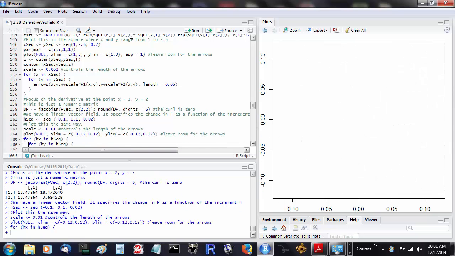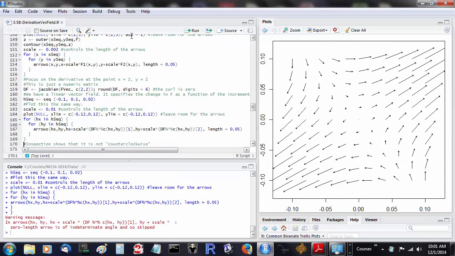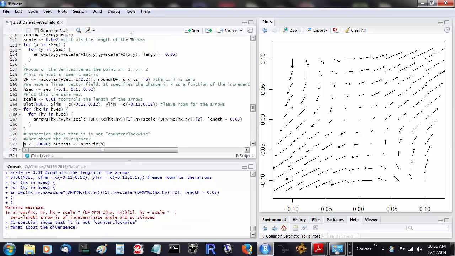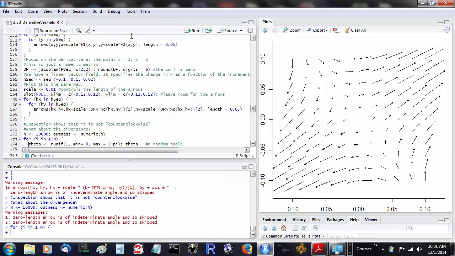But we can plot it. And once we plot it, it's apparent to the eye that it's neither clockwise nor counterclockwise. That's in fact a characteristic of vector fields that arise as gradients. As you can easily confirm by direct computation, the curl of a gradient is always zero. Not necessarily the case with the divergence.